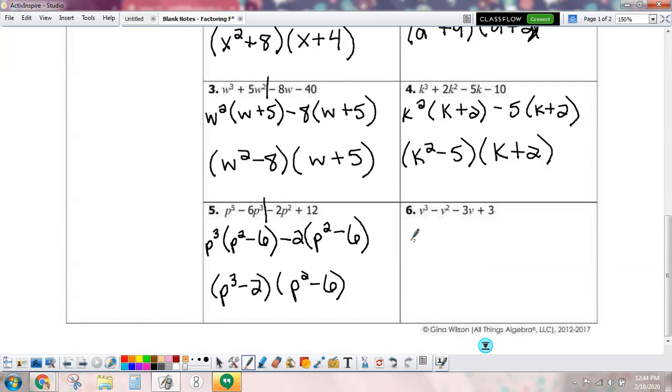All right, pause the video, try 6. For number 6, when you're pulling that out, you have v squared, and then v minus 1, because if you take a v squared out of v squared, you're left with 1. So you're going to use a minus 1 here. And then our common factor here is a negative 3, and that's v minus 1 as well. So then on the outside, I have v squared minus 3, and then v minus 1.